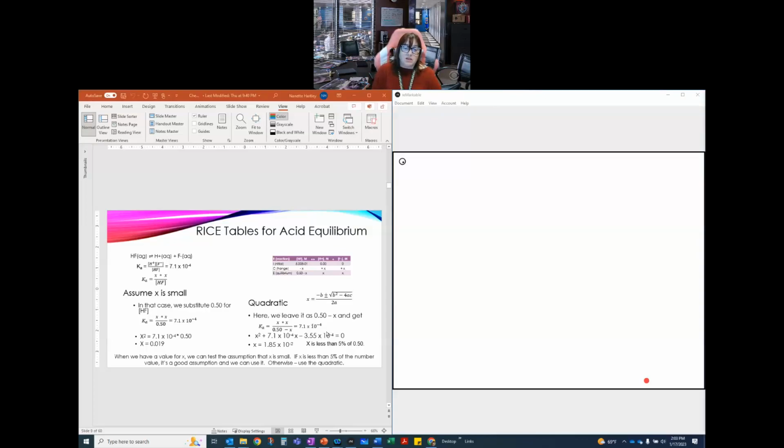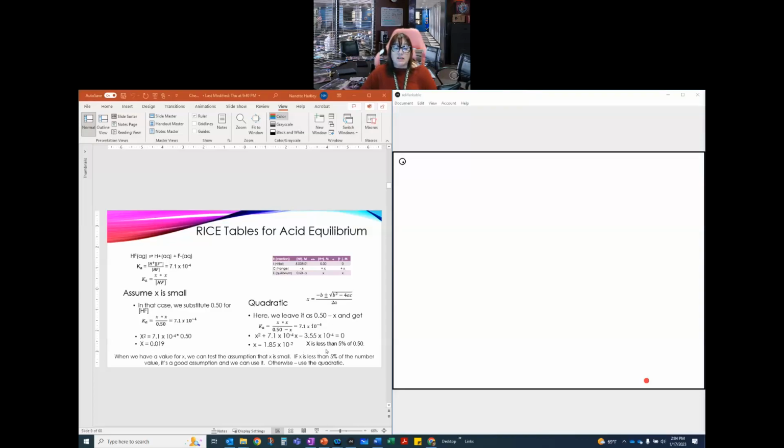But what I wanted to show you here is that you may see this. When that happens, we don't make the assumption that X is small. We end up having this X squared and an X here, so we've got to use the quadratic to solve for X. When we do that, we see that it's 1.85 times 10 to the minus 2, and that's very, very close to the 0.019 that we already calculated.